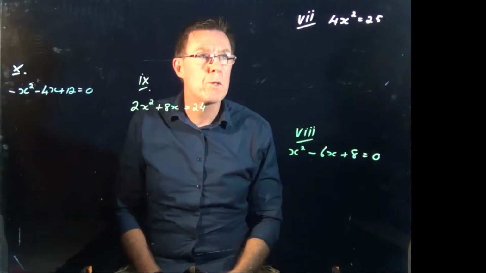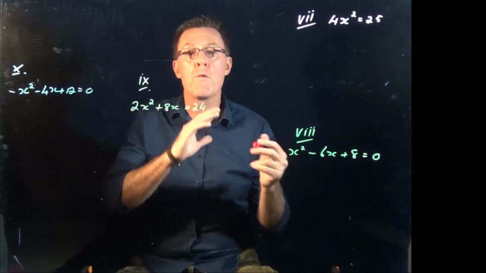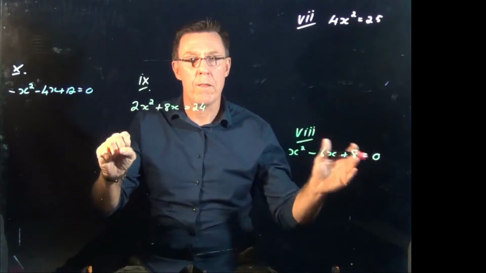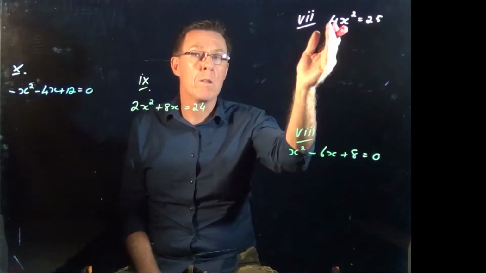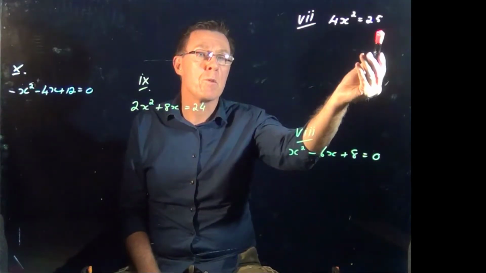Now, example number 7, 4x squared equals 25. Now, I said before, if you've got two terms with x in them, avoid putting one on one side and one on the other. That's just going to lead you nowhere. But we don't have that situation here. We've only got one term that has an x in it, 4x squared. And then we have this constant term of 25.